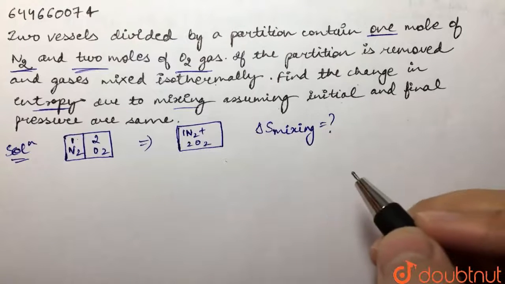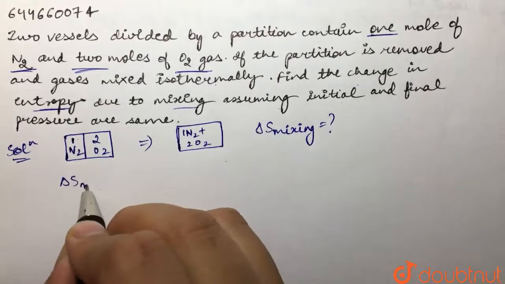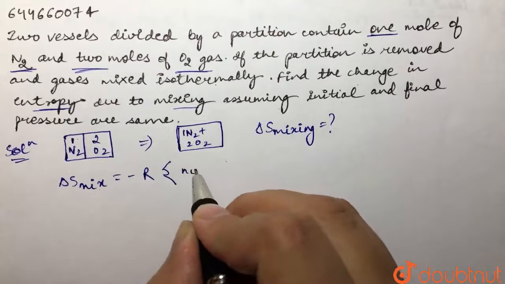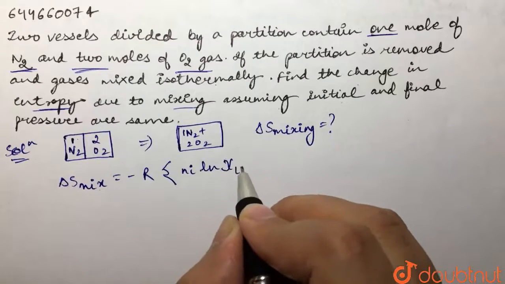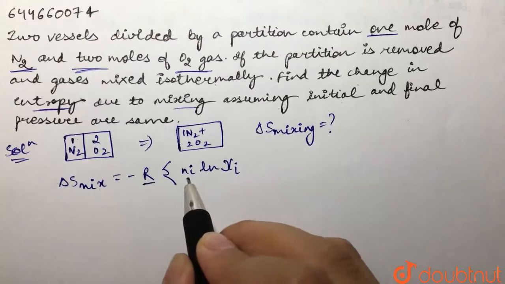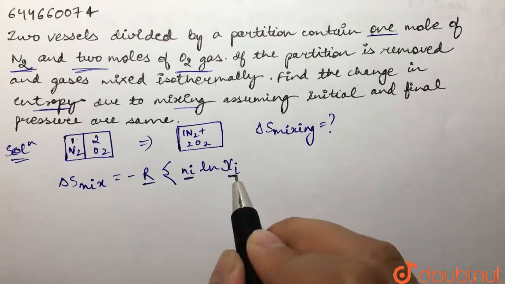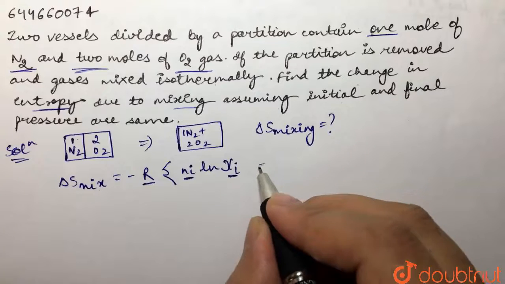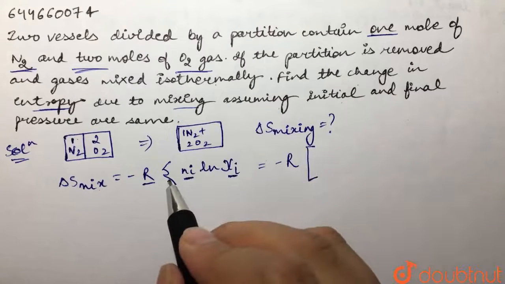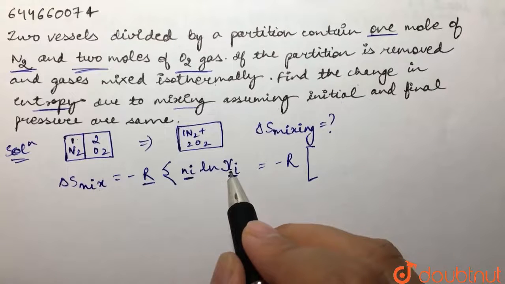Now we're going to use our basic formula for delta S of mixing. Delta S of mixing is equal to minus R summation of Ni ln xi, right? Over here, R is the universal gas constant, Ni are the number of moles, and xi is the mole fraction. So we're going to put the values over here now. We need to basically sum up the product of these.